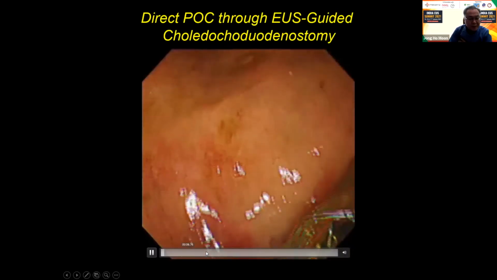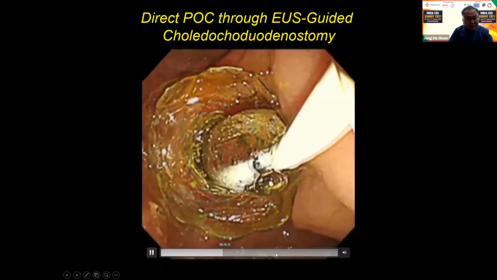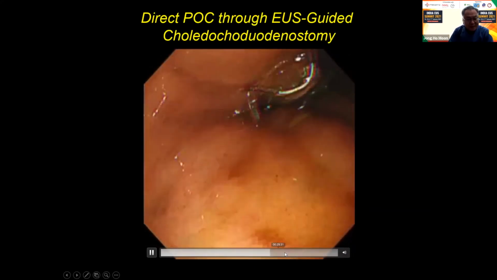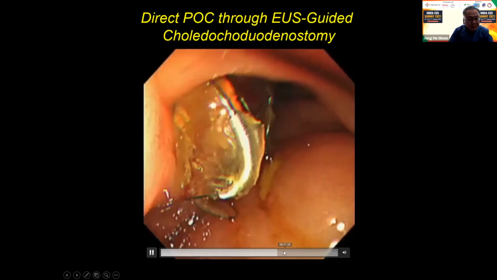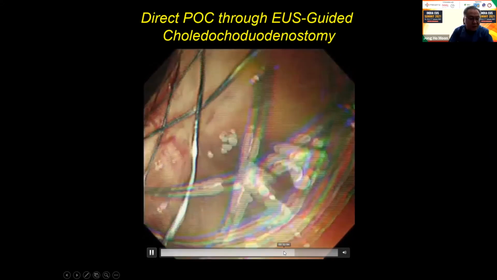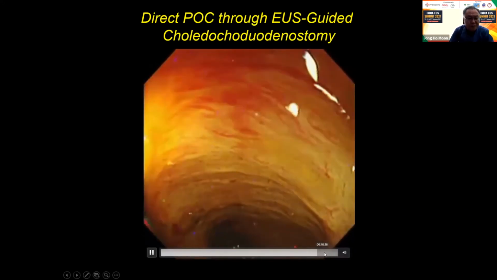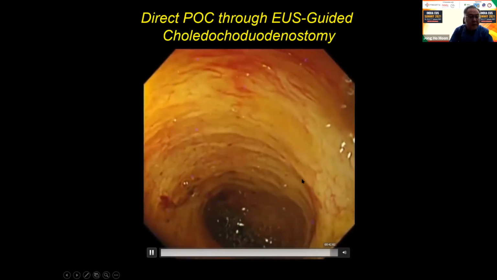And then we can insert the scope inside the bile duct, like peroral cholangioscopy, through the Spaxus. And you can see the luminal surface of the bile duct through the lumen-apposing metal stent.